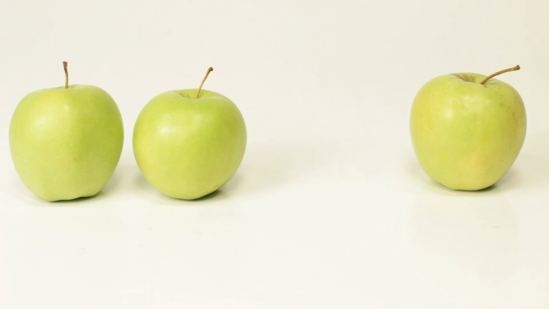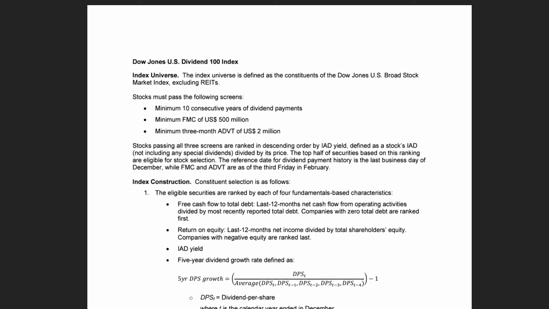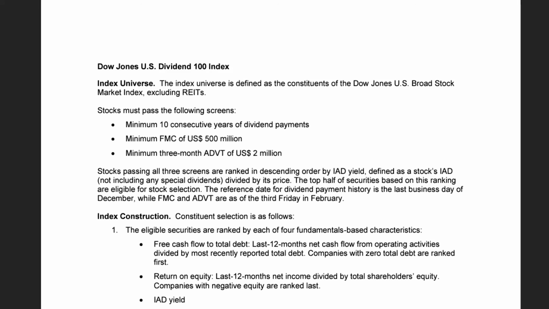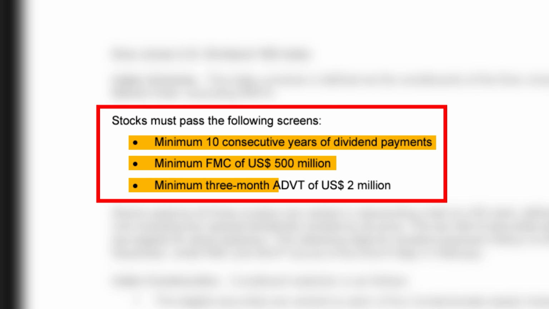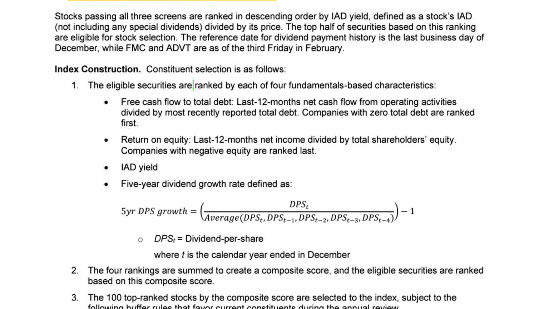But it's not like someone on the street or even a fund manager is the one picking 100 of these companies that go into this fund. There are actually strict requirements that companies must pass in order to be inside of SCHD. For starters, stocks in SCHD must pass an initial screening process where they must have a minimum of 10 consecutive years of dividend payments, a minimum float adjusted market cap of $500 million, and a minimum 3-month average daily volume traded of $2 million. After that, the companies are also ranked by 4 fundamental characteristics that include free cash flow to debt, return on equity, indicated annual dividend yield, and a 5-year dividend growth rate.